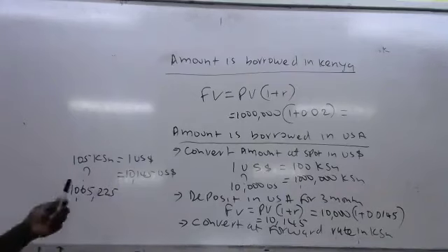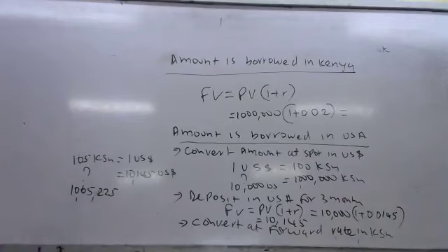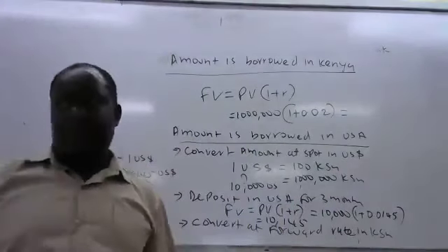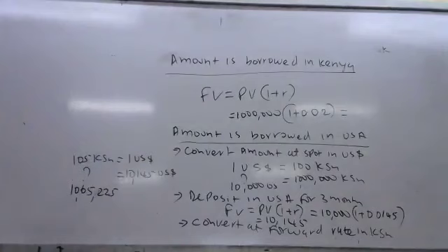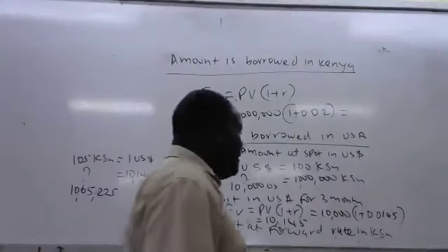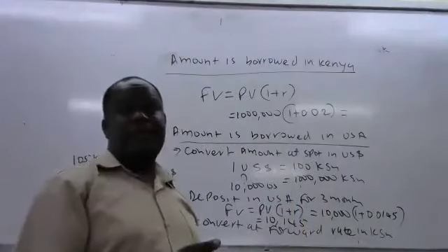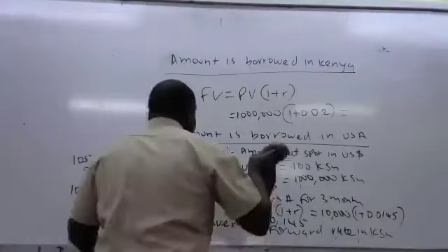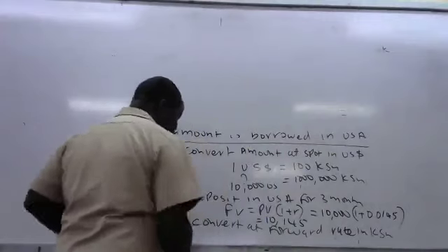So if he borrowed in US, this is what he will be paying. That is what he's going to pay. But you said in Kenya it is 1,020,000. Yeah, so the difference is simply the interest rate. So we get now the arbitrage gain from that. So obvious he must borrow in Kenya, isn't it? Because if he borrows in the US, he's going to pay more in relation to that.